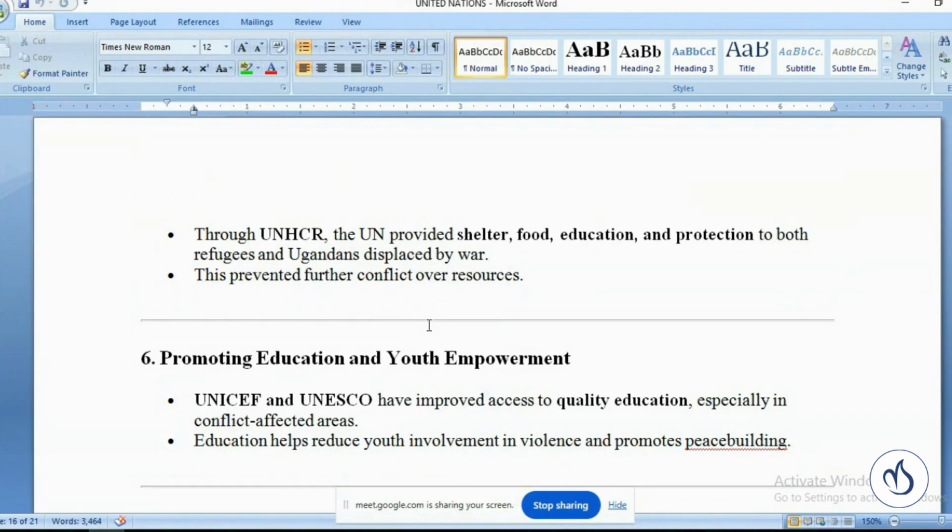So you will find that you are in a poor state where you will be needing help. So the UN looks for those people and provides them with food and protection, among others. And this prevented further conflict over resources. It also encourages these people who are always fighting not to harm the peaceful people and not to attack things like hospitals. It's not good.